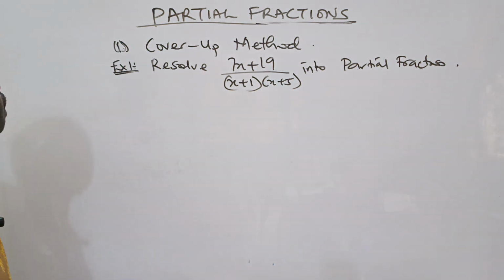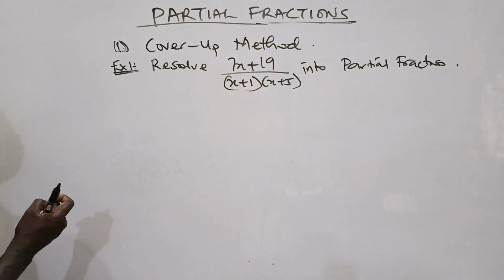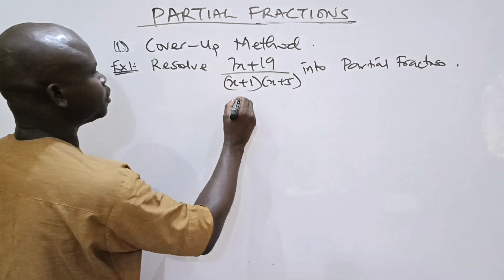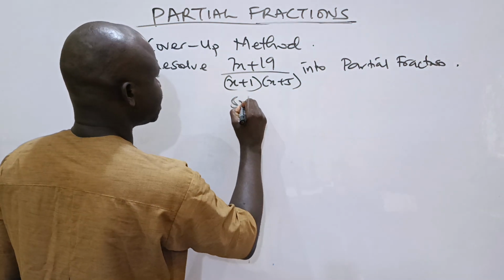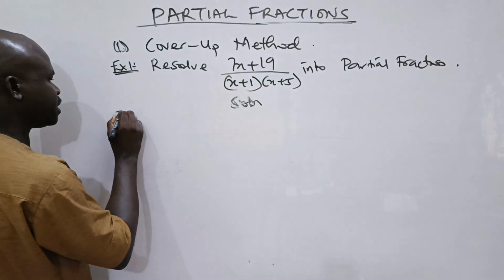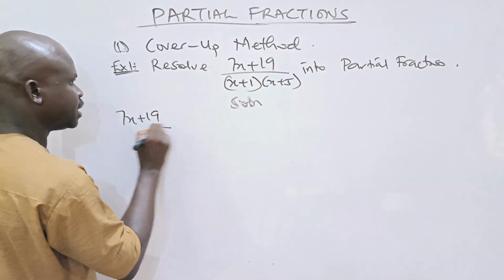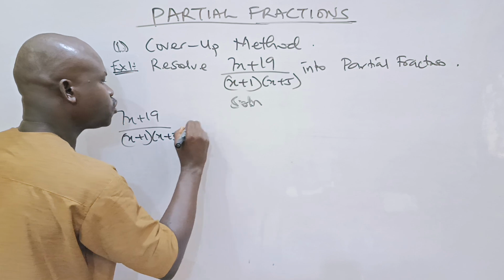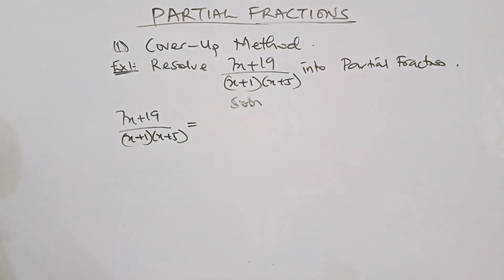Today I want to consider the first method of resolution when we want to resolve a compound fraction to the sum of its partial fraction. Like this example that we have on the board. We are given (7x + 19) all over (x + 1)(x + 5). So we want to resolve this to the sum of its partial fraction.